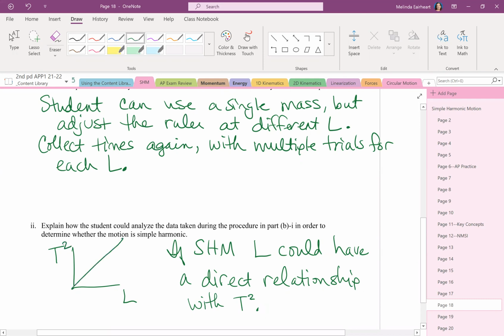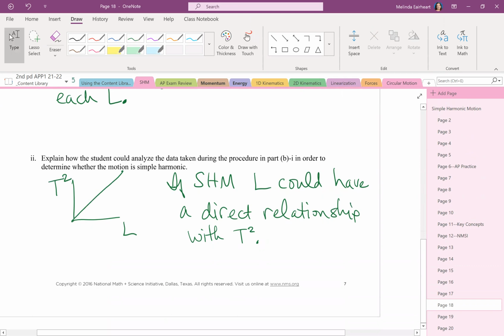So if it is simple harmonic, I kind of cut to the chase on that one, right? You would either talk about L and T being that exponential relationship again. Here I went straight for the direct. And so kind of similar to a pendulum, here we're testing kind of the pendulum fit.